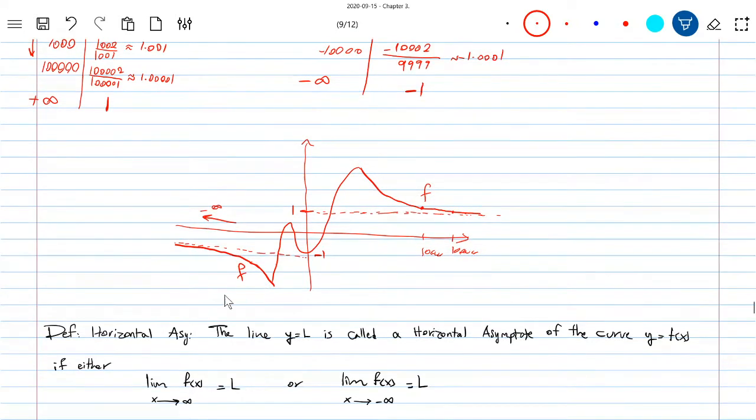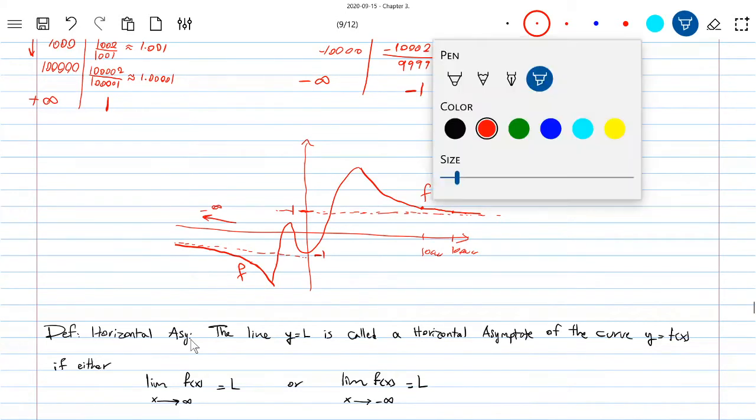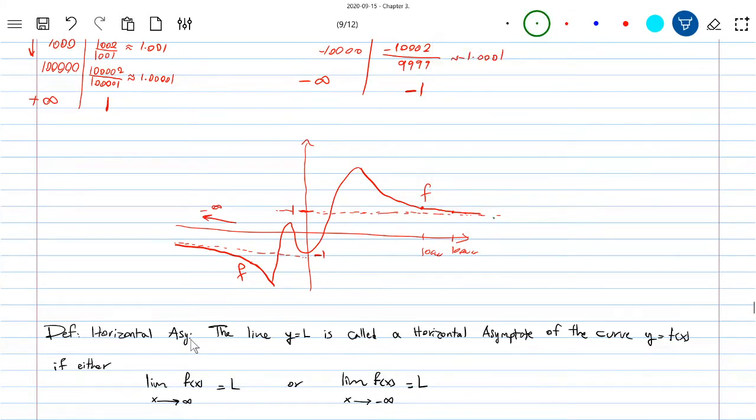Okay, so horizontal asymptote. What is a horizontal asymptote? It's basically these dashed lines. I should have used a different color. So here, these dashed lines. Let me change to the green line. This green line, where the function is approaching that line, is what we call the horizontal asymptote.